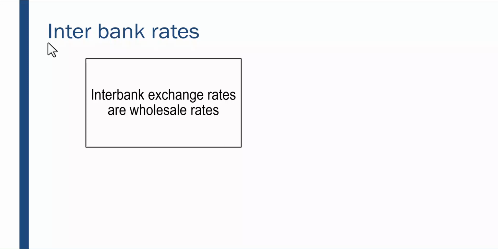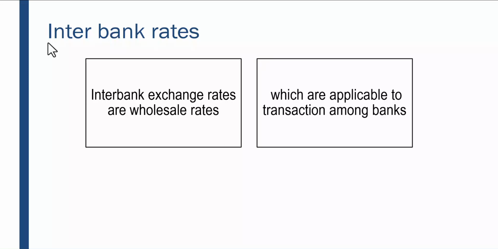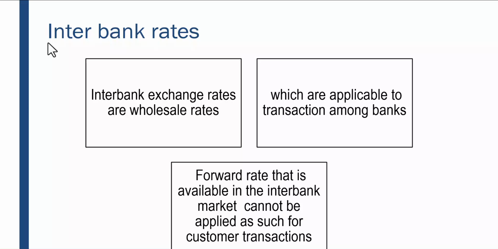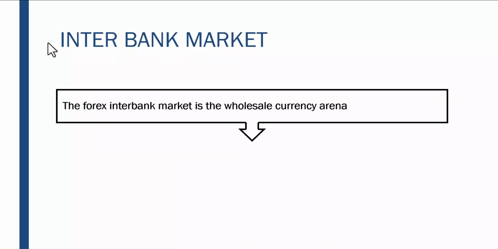Interbank exchange rates are wholesale rates, which are applicable to transactions among banks, not for the customers. The forward rate that is available in the interbank market cannot be applied to customer transactions. So the rate applicable in the interbank market is among the banks themselves. Is that okay? That rate cannot be applied. When you go to the bank, the bank will check the rate and give us a new rate. So we are going to understand that.